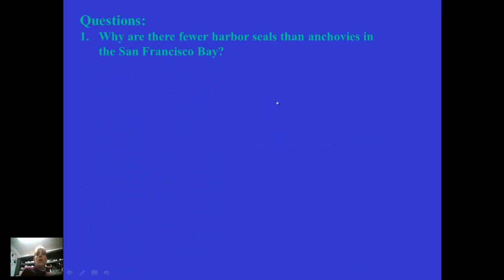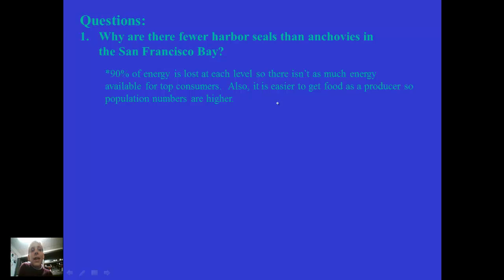All right, so why are there fewer harbor seals than anchovies in the San Francisco Bay? Why don't we have as many harbor seals as we have anchovies? Why do you think? 90% of energy is lost at each level, so there isn't as much energy available for top consumers. Also, it is easier to get food as a producer, so population numbers are higher.